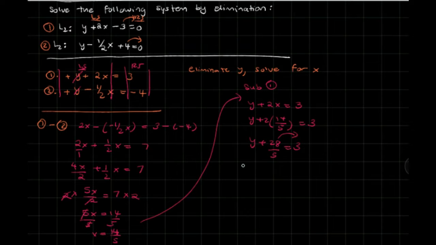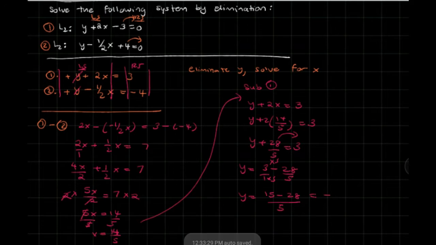And I move this to the other side, so y is equal to 3 minus 28 over 5. And the 3 here you can multiply by 5 and this by 5. Y is equal to 15 minus 28 over 5, which is negative 13 over 5. And that's your y value. So this is actually your point of intersection, which is your solution, right? So you get 14 over 5 and negative 13 over 5. So that's basically how you can look at it using substitution.